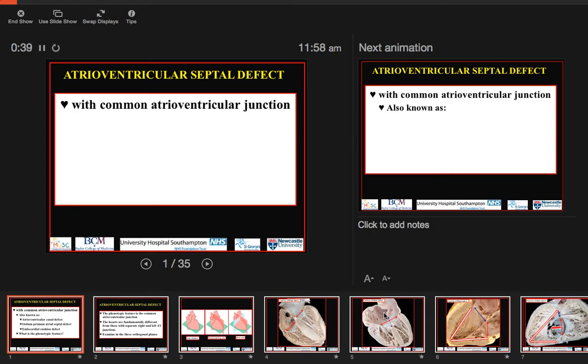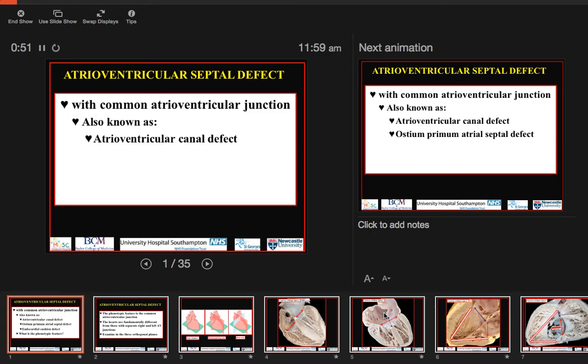So what is atrioventricular septal defect with common atrioventricular junction? It certainly wasn't that when I started my career. You know as well as I do that it's also known as an atrioventricular canal defect. In fact, there's nothing wrong with calling it atrioventricular canal defect because, in essence, it is persistence of the embryonic atrioventricular canal.